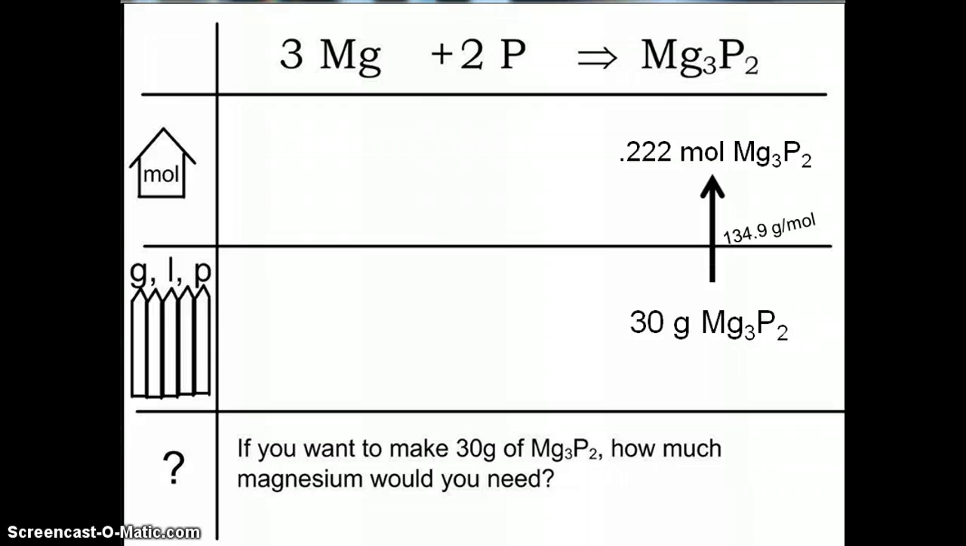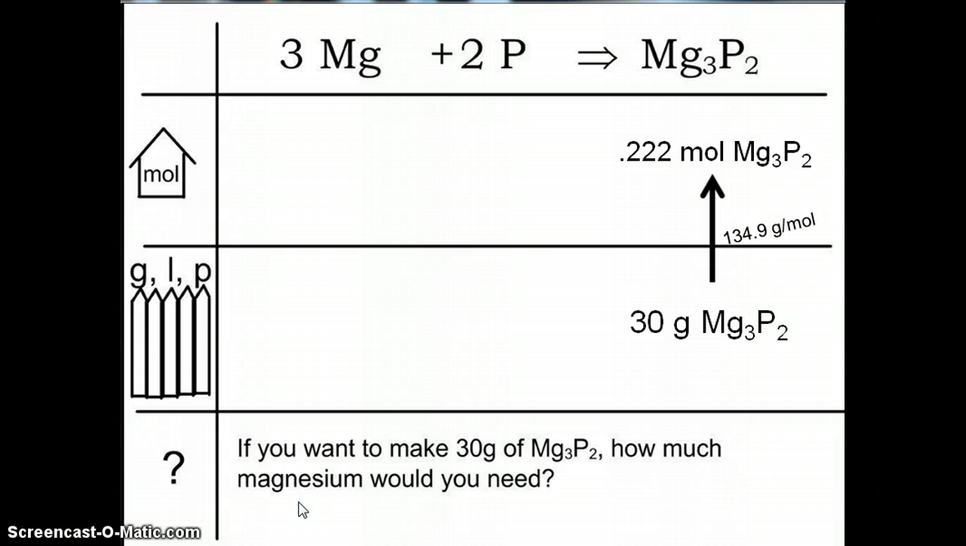Now that we're in the mole row, we can start to move from side to side and use the ratios of our coefficients. Of course, we have a coefficient of 1 here. It's not there, it's invisible, but we do have a coefficient of 1 and then a coefficient of 3. Now we're making the conversion from magnesium phosphide to magnesium because we know how much magnesium phosphide we have.